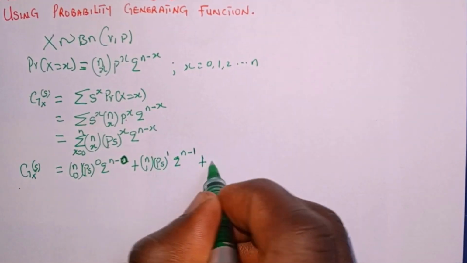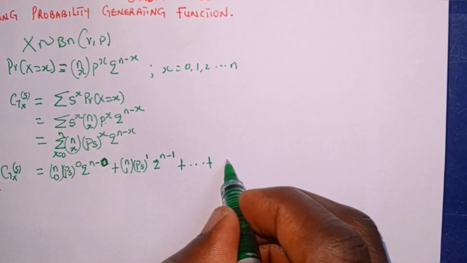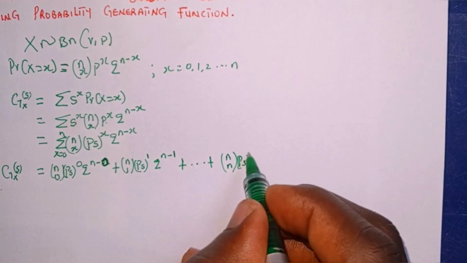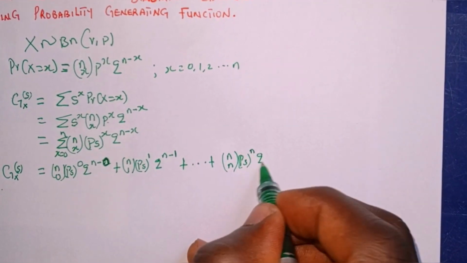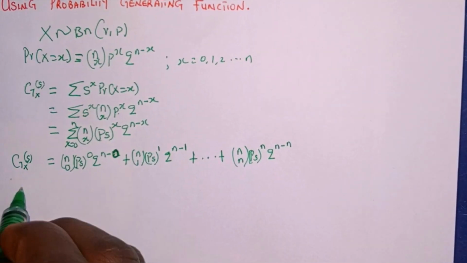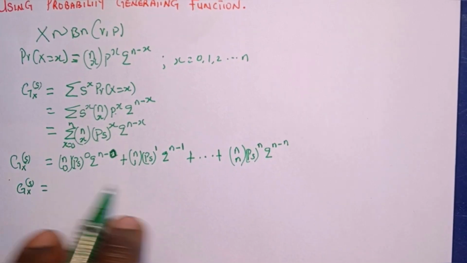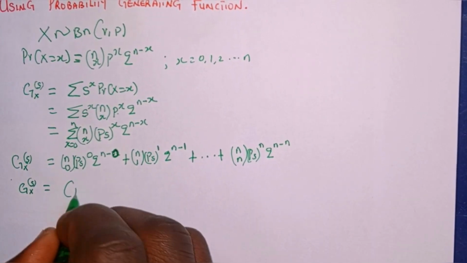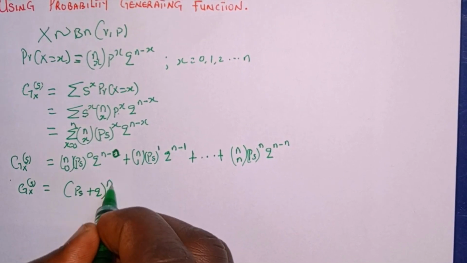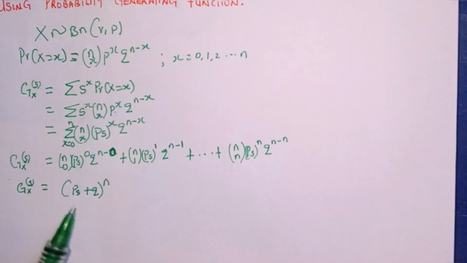Then plus, up to x equals n, which is going to be n combination n, ps raised to the power of n, then q raised to the power of n minus n. So G sub X of s is equal to what? When you simplify the whole of this, it's going to give us (ps plus q) all raised to the power of n. So this is the generating function of this binomial distribution.